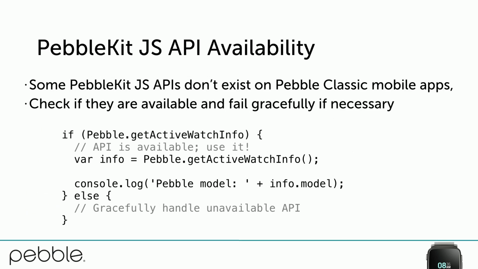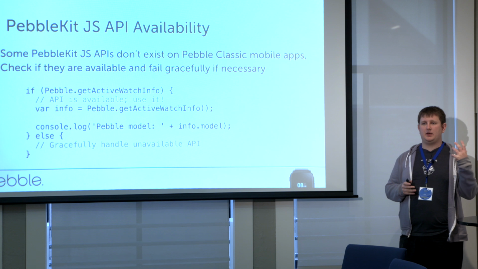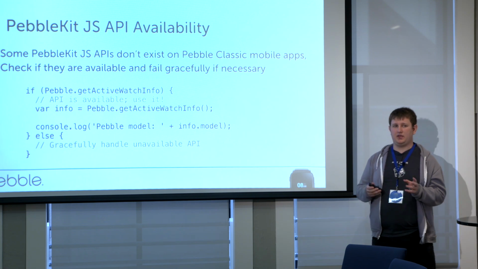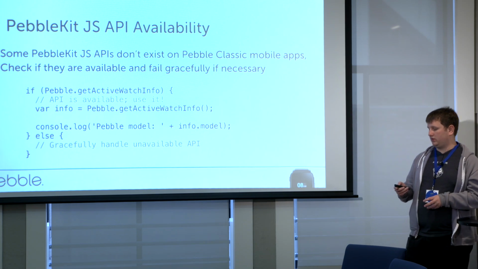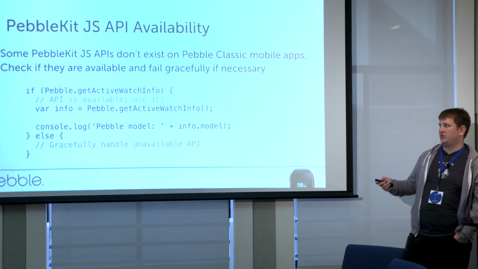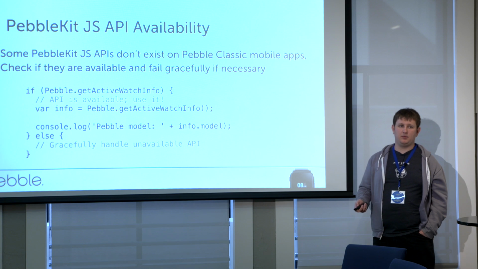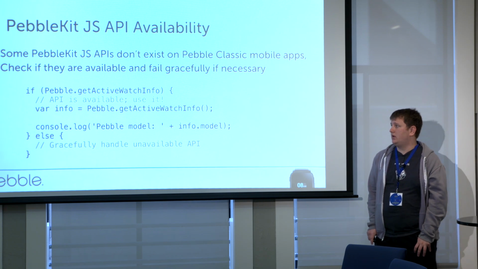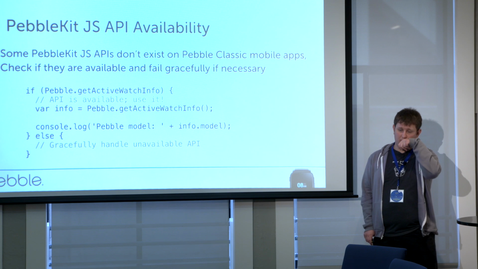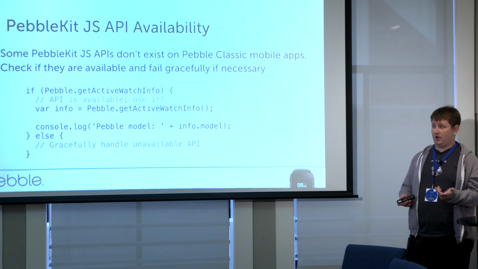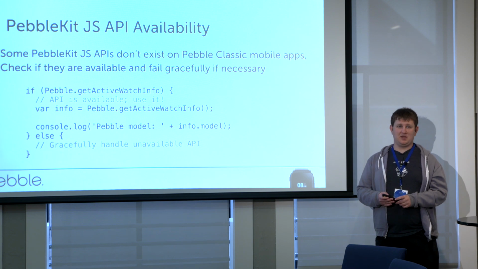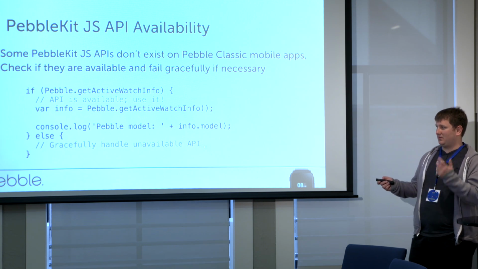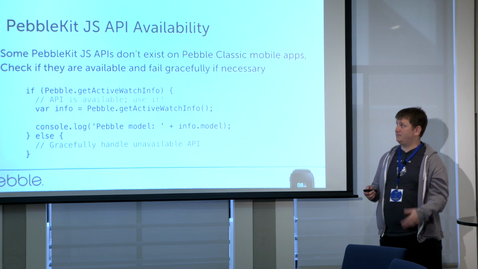Another thing you have to consider is the JavaScript that you write for your applications. If you're targeting older watches that use the older Pebble mobile app, then not all of the newer APIs for PebbleKit.js are available. And so it's good to always check if the JavaScript function is actually available before using it. And if it's not available, that you fail gracefully in your application. So one example could be that you are trying to get the active watch info, which from JavaScript will tell you what watch your app is running on. Well, that won't work on older platforms, the older Pebble mobile app. So it's good to gracefully handle that situation.